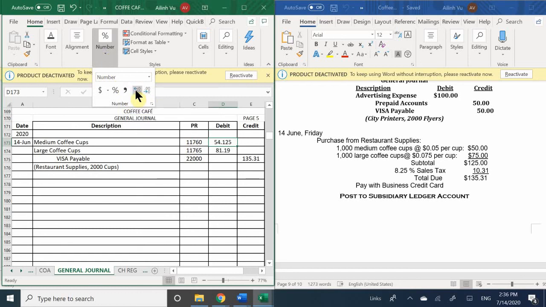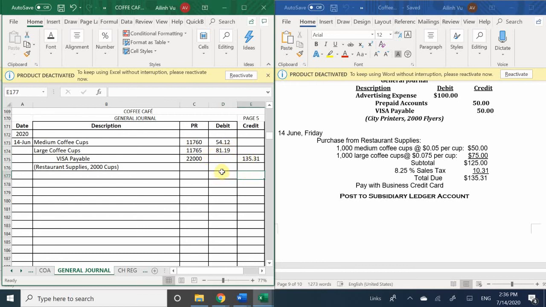Yes, it's 125. So I'm going to take that extra penny and take it out of the top one. So it's only going to be 54.12, because I believe this one is going to be like 8.7, so this one is higher. So 54.12 and 81.19 to get us 135.31.